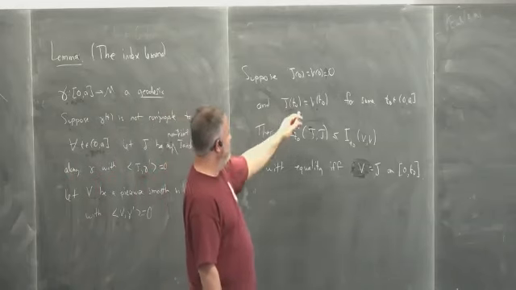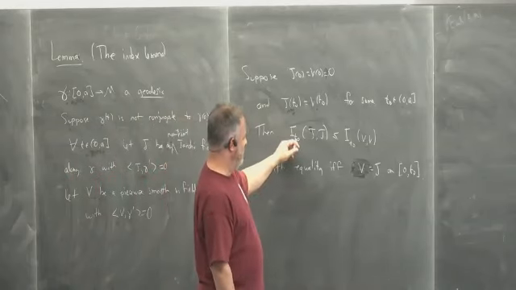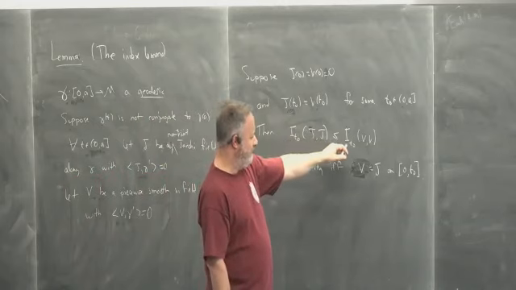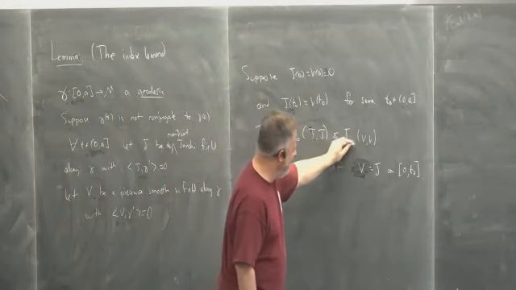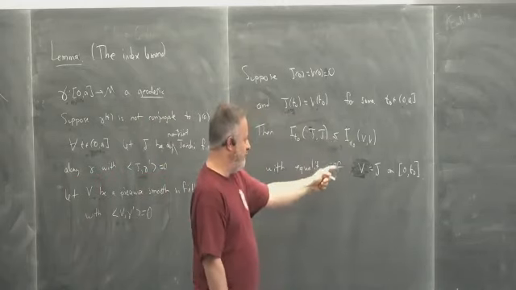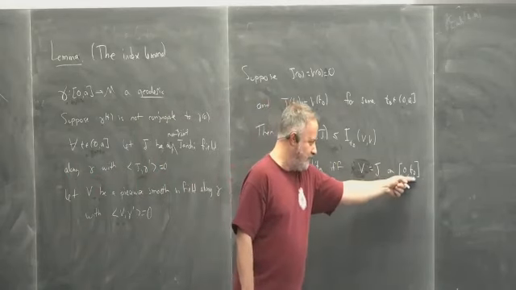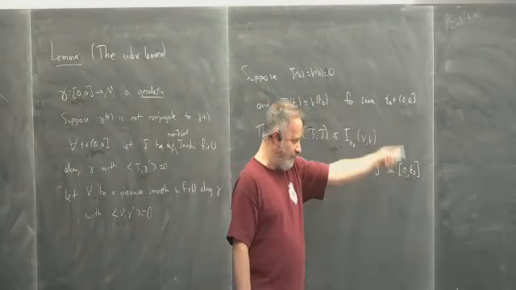And the conclusion is that the index form up to T naught of J, J is less than or equal to the index form up to T naught of V, V, with equality if and only if V is equal to J on zero to T naught, right? We don't know what happens after T naught.